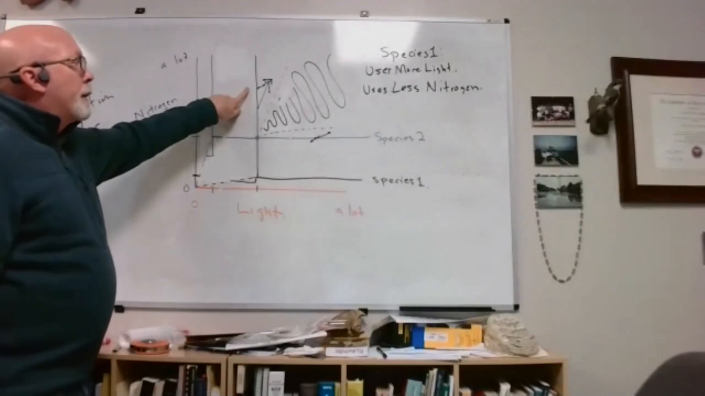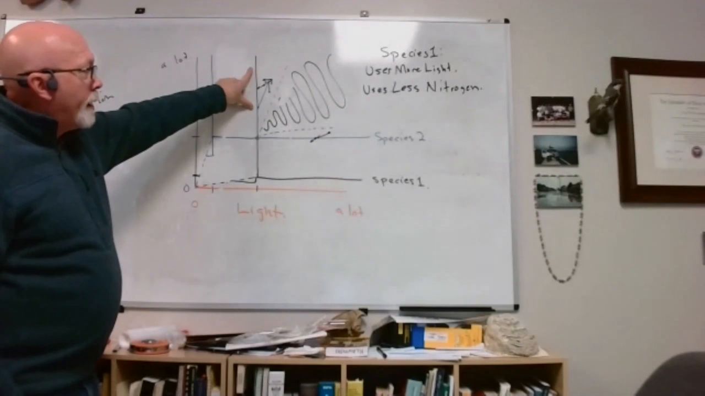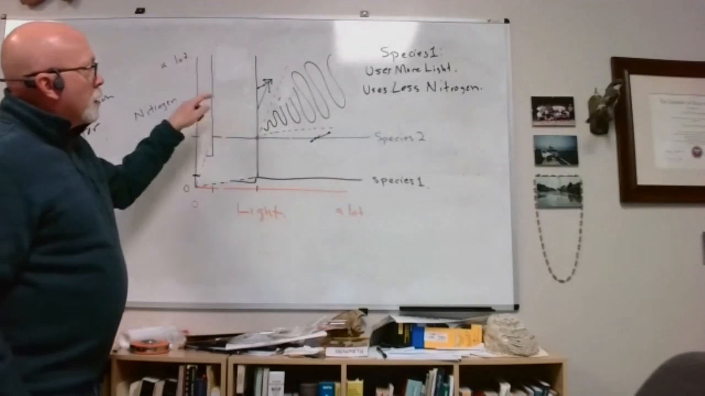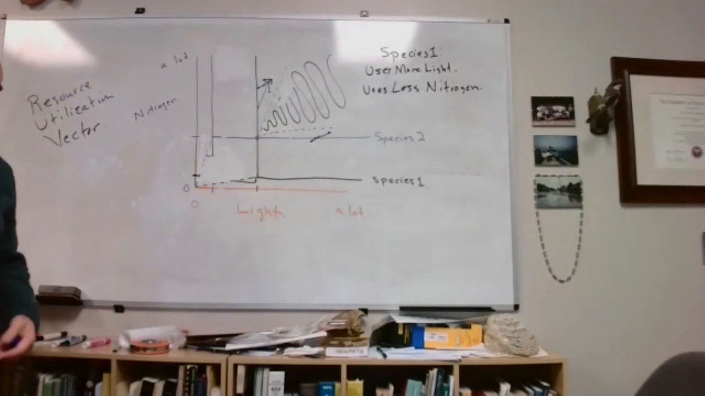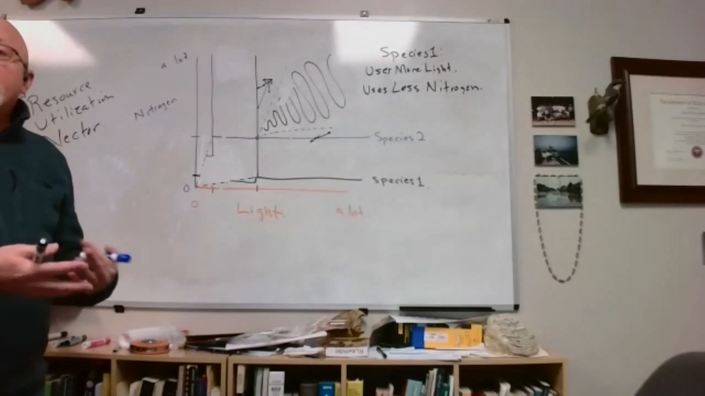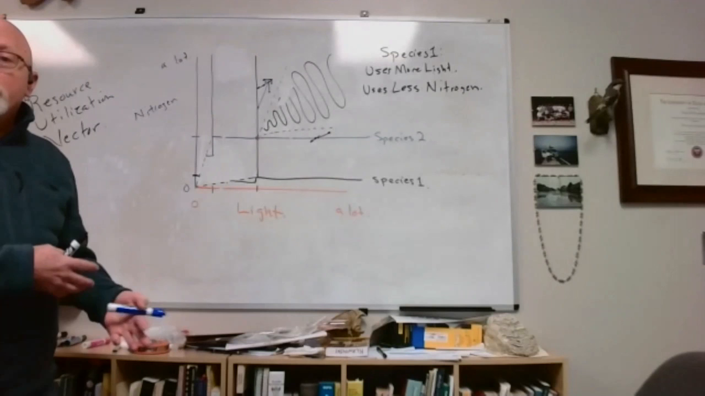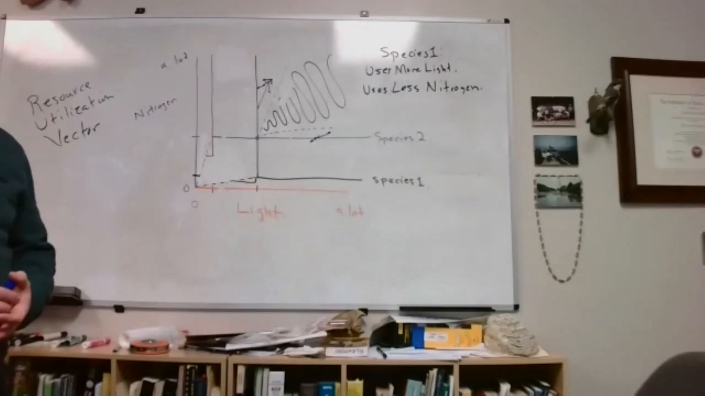Same thing will happen up here. You'll reach species 1's limit in terms of light first. Species 2 still has all the light it needs and all the nitrogen that it needs. It will then grow to the point that it brings the light supply down below the level at which species 1 can survive, and so species 2 in this situation will prevail.